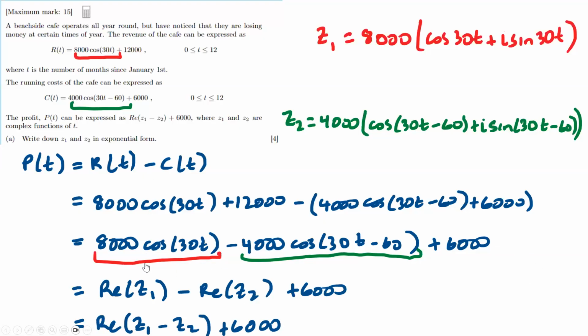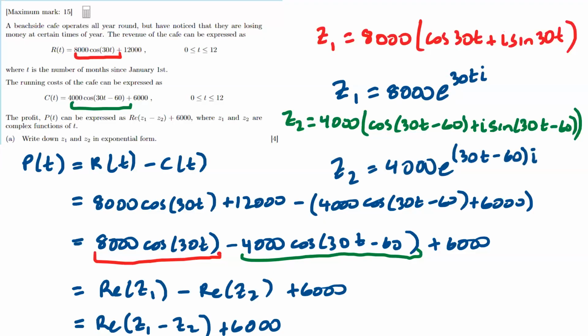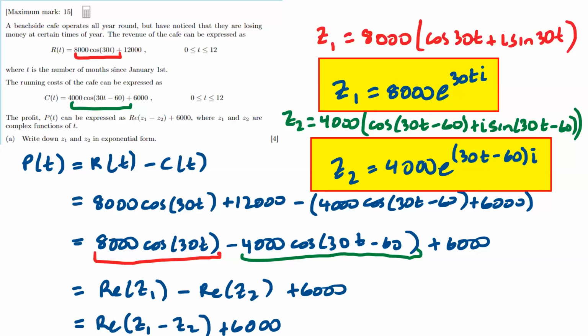So just noting here, by working through that process, we've written our expression for P of t exactly as we were required. We've identified Z1 and Z2, which is what this question is asking. But what the question asks for is to write down Z1 and Z2 in exponential form. At the moment, we've got them both written in polar form. So all we have to do now is realize the modulus and the argument and just write them down. So there's Z1, there's Z2. This is our answer here to part A of this question.